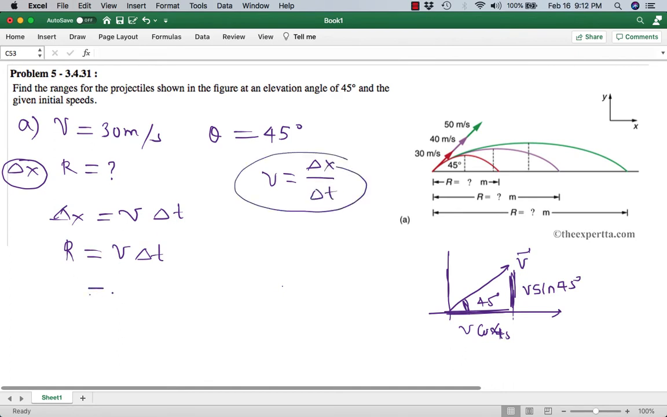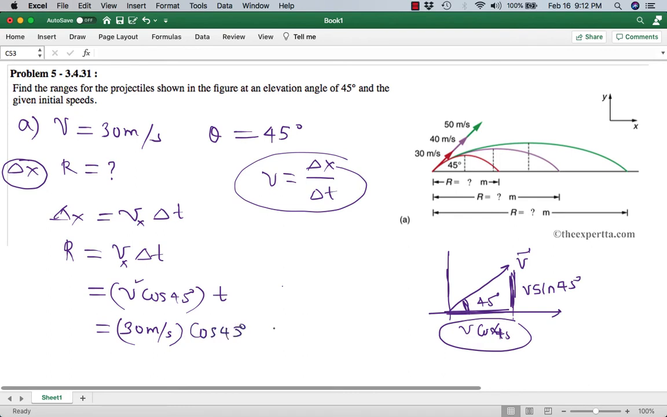Okay, so here this is x motion. That means we need to write the x component of the velocity, and the x component of velocity is v cosine 45 degrees. Okay, so v cosine 45 degrees times time. Okay, v is known, 30 meters per second, and cosine 45 degrees, you can find that, but we do not have time. Okay, time is not given. That means we first need to find the time to solve this problem.